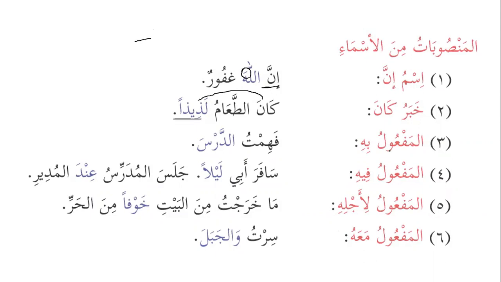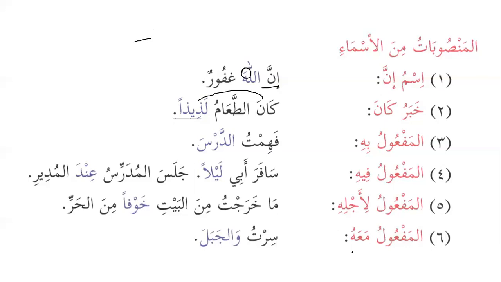Al-maf'ul, how many mafa'il are there? Al-mafa'ilu al-khamsatu. There are five objects, okay? Three of them: maf'ul bihi, maf'ul fihi, and maf'ul mutlaq. These are the three that we have learned in book two. And inshallah, two of them, al-maf'ul li ajlihi and al-maf'ul ma'ahu, we will learn in this book number three.